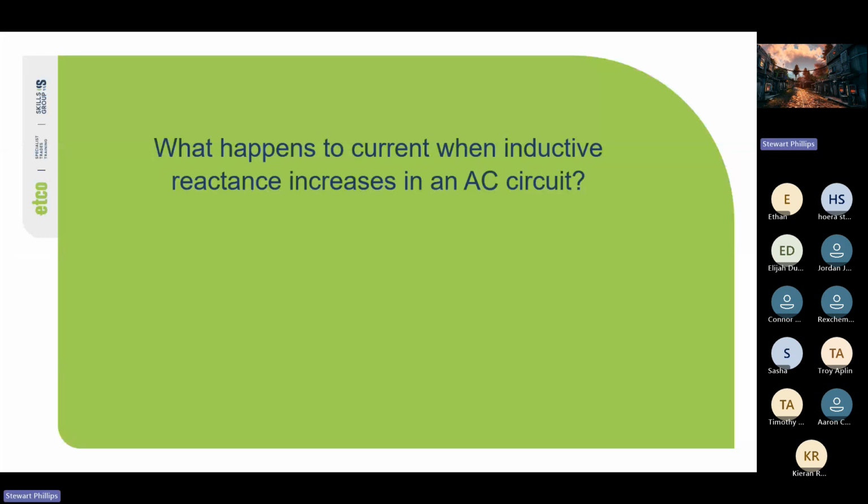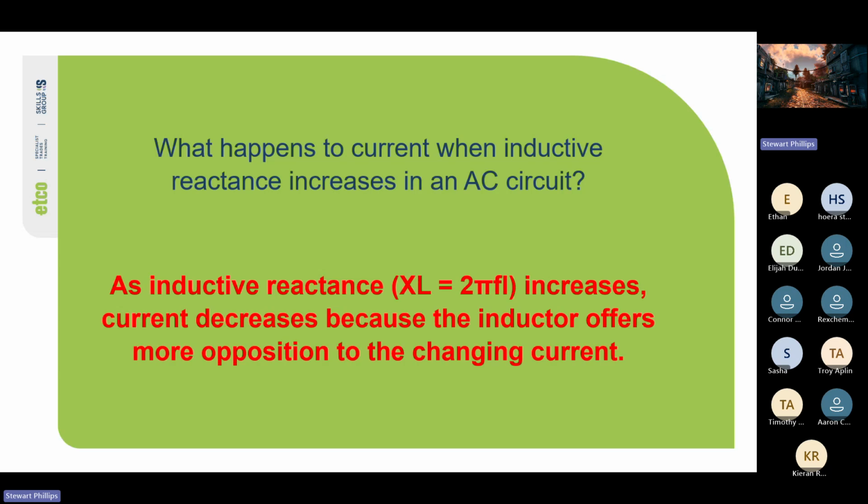But because we've increased our inductance and increased our reactance, yep, the current should decrease because as the inductive reactance increases, we have more opposition to the current changing. So we have more opposition to the changing current. So therefore, we will have less current as we increase our inductance. Cool.